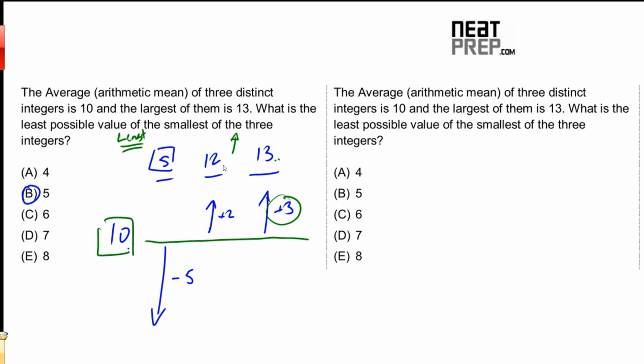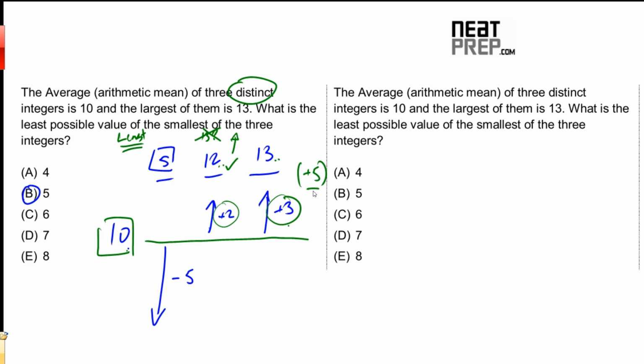Can that middle integer be 13 as well? The answer is no, since we were told that the integers are distinct. The next largest integer is 12. We can see that given an average of 10, 13 pulls up by 3 and 12 pulls up by 2. Together, 13 and 12 pull up by 3 plus 2, so by 5.